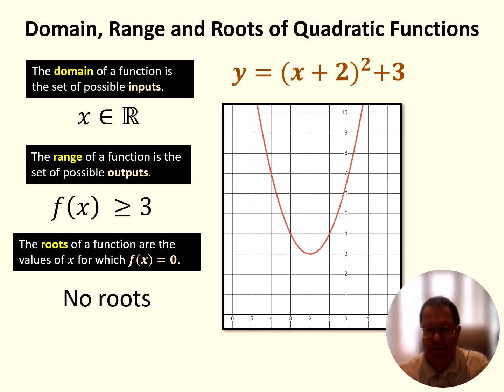This equation is already written as a completed square, x plus 2 all squared plus 3. So the minimum value of y is 3 when x is -2. So its range is greater than or equal to 3, and it doesn't have any roots because it doesn't intersect the x-axis.